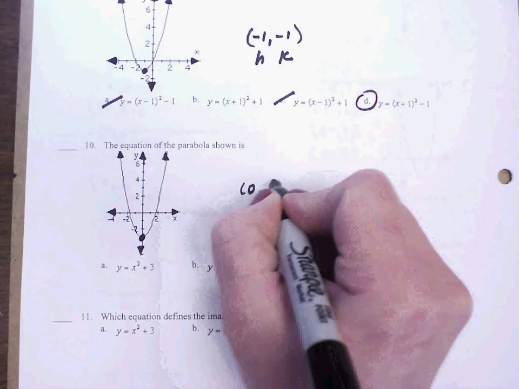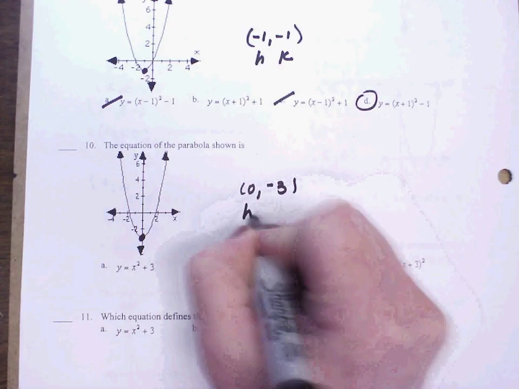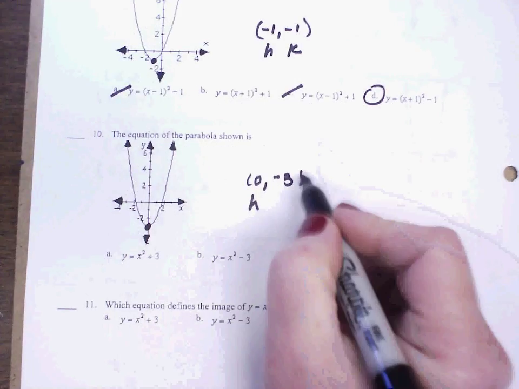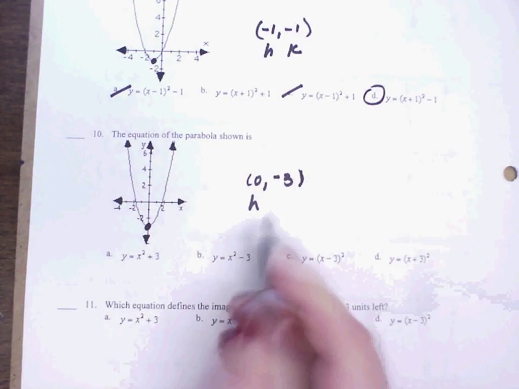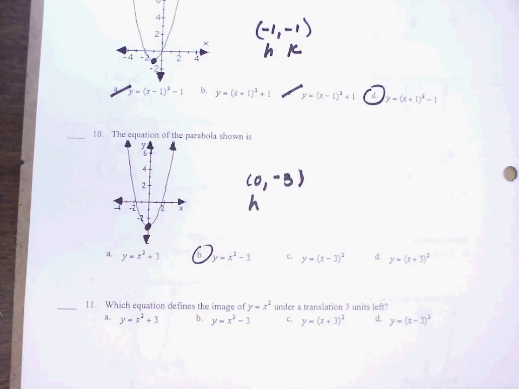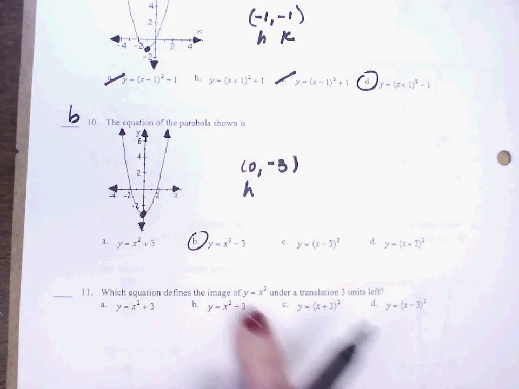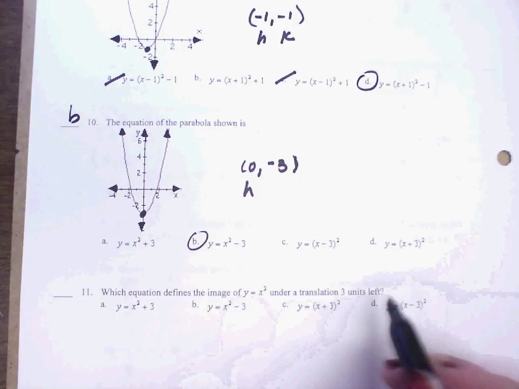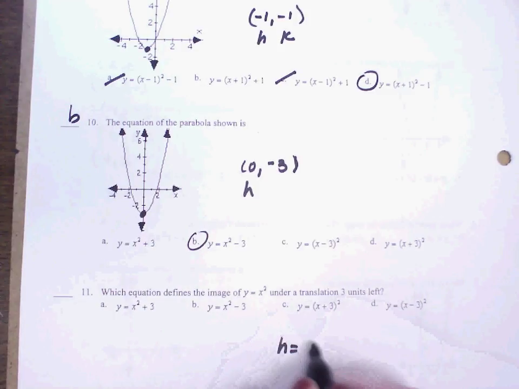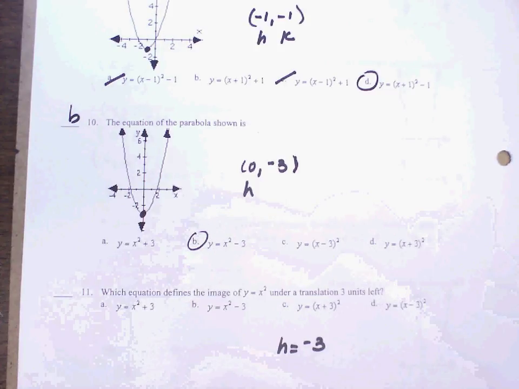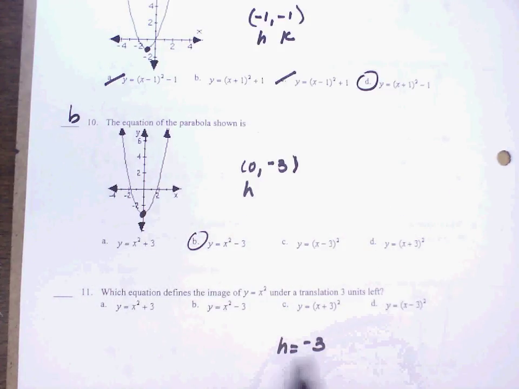0 and negative 3. The H is 0, so you should not have a parentheses, right? So this should be x squared minus 3. All right, which equation defines the image under translation of 3 units to the left? That means that h would be -3, but that comes inside the parentheses as x plus 3. It needs to have a parentheses because it has h, so the correct answer was C. All right, put that back in your notebook.